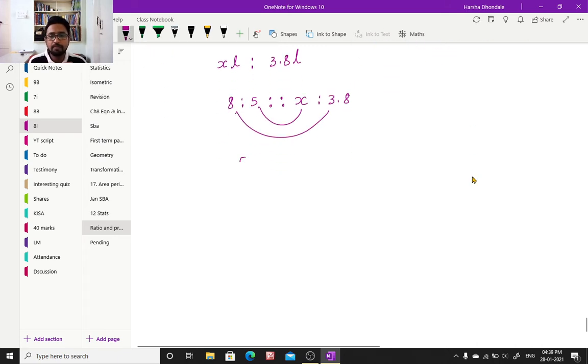Using cross multiplication, 5x is equal to 8 into 3.8. Okay, then x is equal to 8 into 3.8 divided by 5. Now when I solve this, I get 8 into 3.8 equals 30.4. That divided by 5 gives me 6.08. So I need exactly 6.08 liters of blue paint, right? Yeah, blue paint.